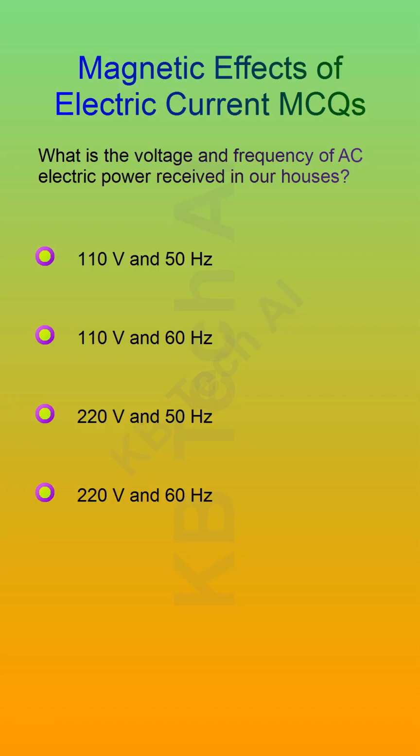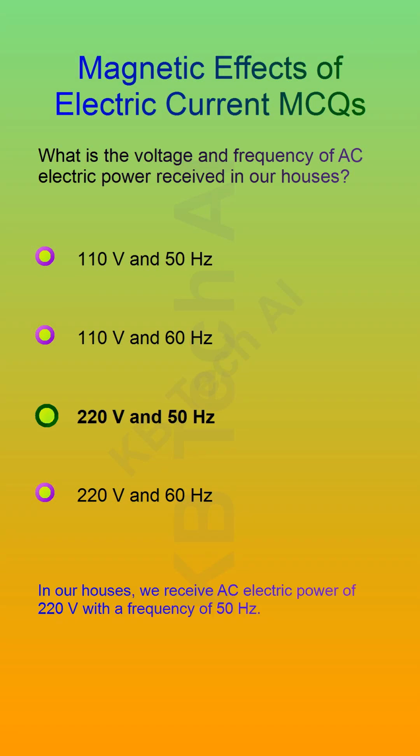What is the voltage and frequency of AC electric power received in our houses? Option 1, 110 volt and 50 Hz. Option 2, 110 volt and 60 Hz. Option 3, 220 volt and 50 Hz. Option 4, 220 volt and 60 Hz? The answer is, option 3, 220 volt and 50 Hz.